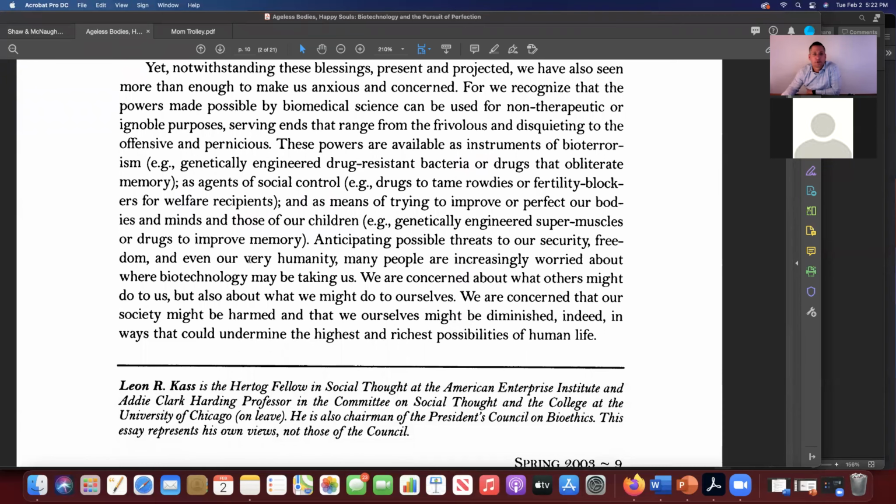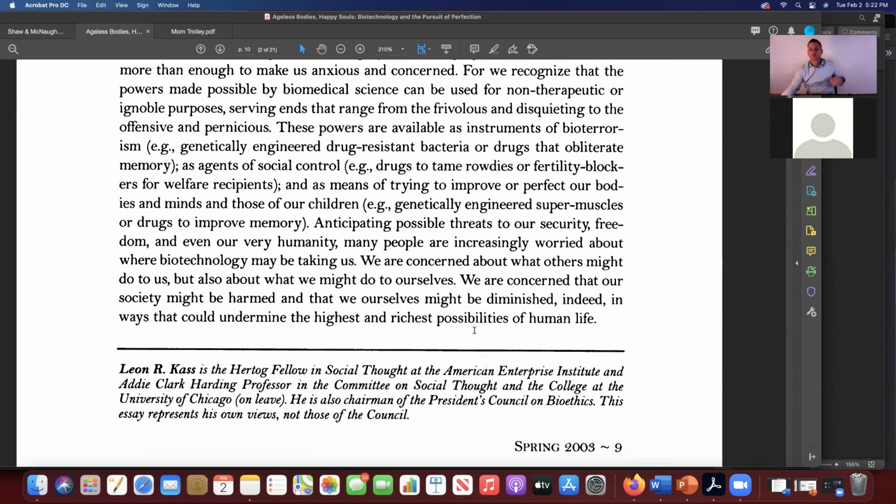Anticipating possible threats to our security, freedom, and even our very humanity, many people are increasingly worried about where biotechnology may be taking us. We are concerned about what others might do to us, but also about what we might do to ourselves. We are concerned that our society might be harmed, that we ourselves might be diminished. Indeed, in a way that could undermine the highest and richest possibilities of human life. So that's the beginning of the Kass paper.